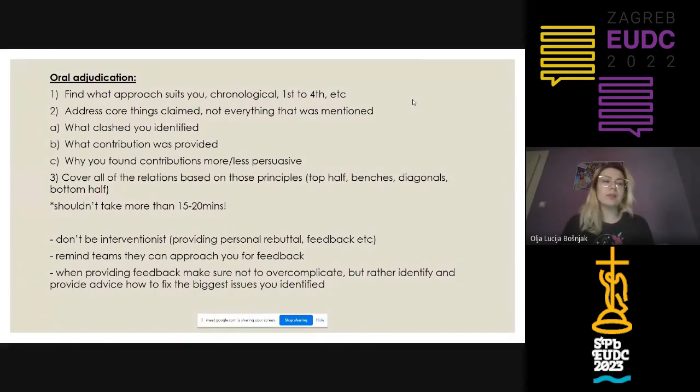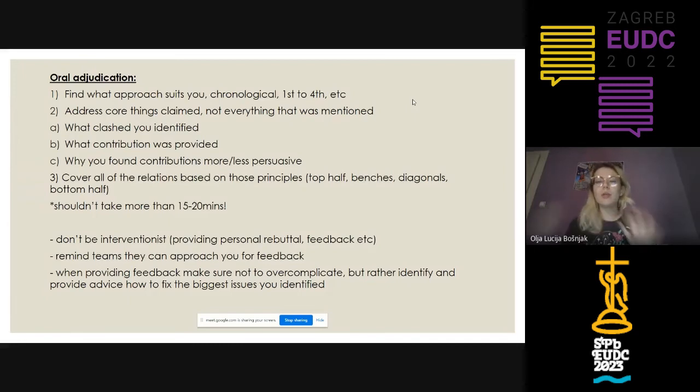And then obviously don't be interventionist, providing personal rebuttal to claims or feedback once you're giving the OA, because teams are not going to find that useful at that point, and they might think that you did not evaluate the content well, that you were looking at it through your own lens. So if you have any feedback, if there are ways that you think should have been done better, save it for personal feedback. Don't put it in the OA. Then remind teams they can approach you for said feedback.